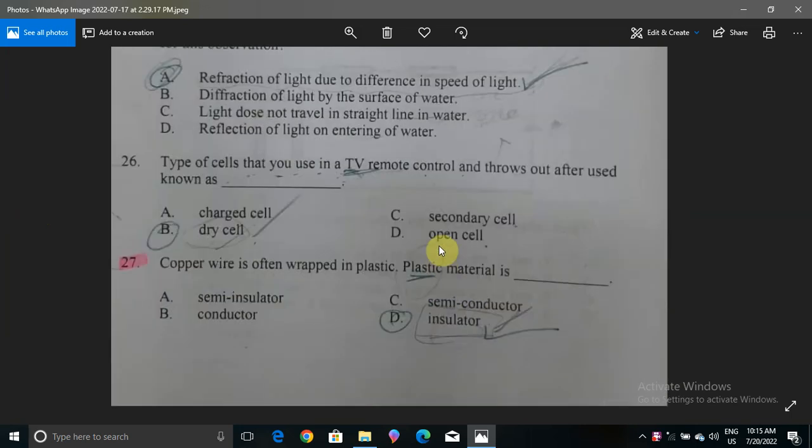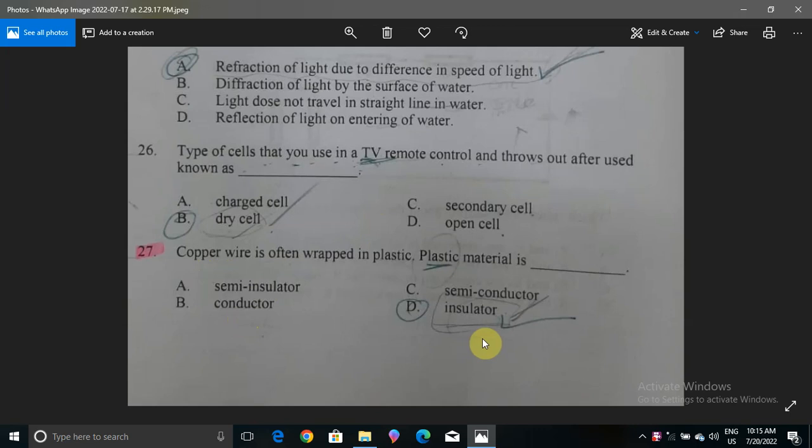Now question number 27, copper wire is often wrapped in plastic. Plastic material is what? Semi-insulator? No. Conductor? No, it's not. Semiconductor? No. What about insulator? Yes, plastic material is an insulator.